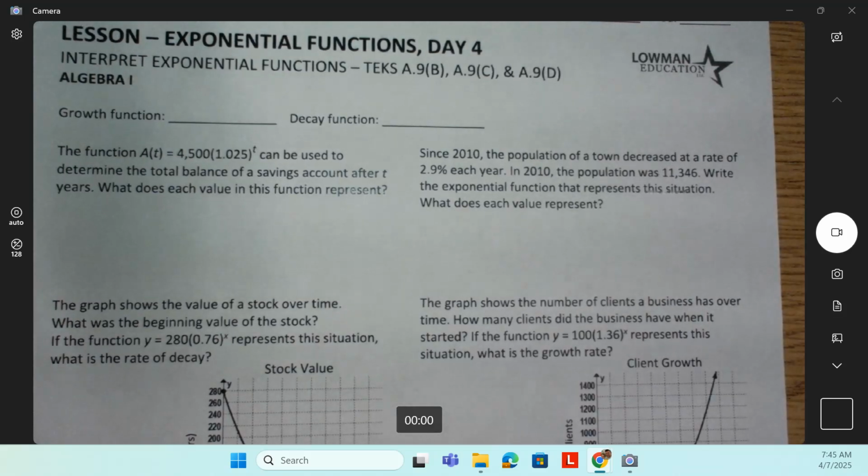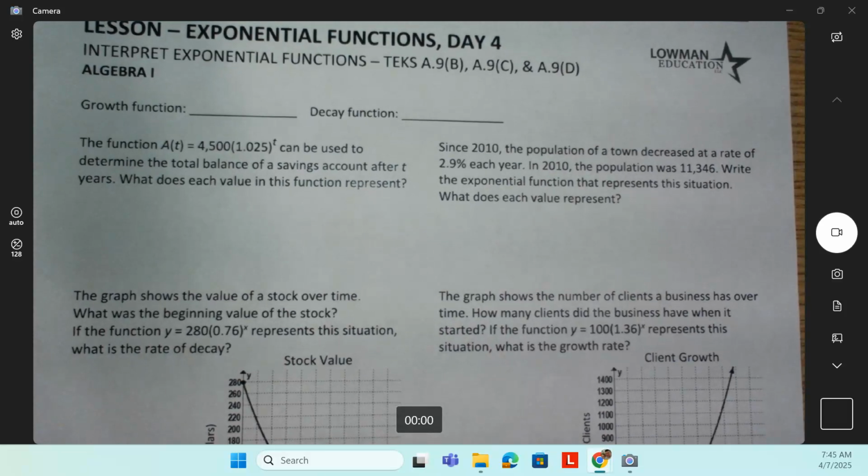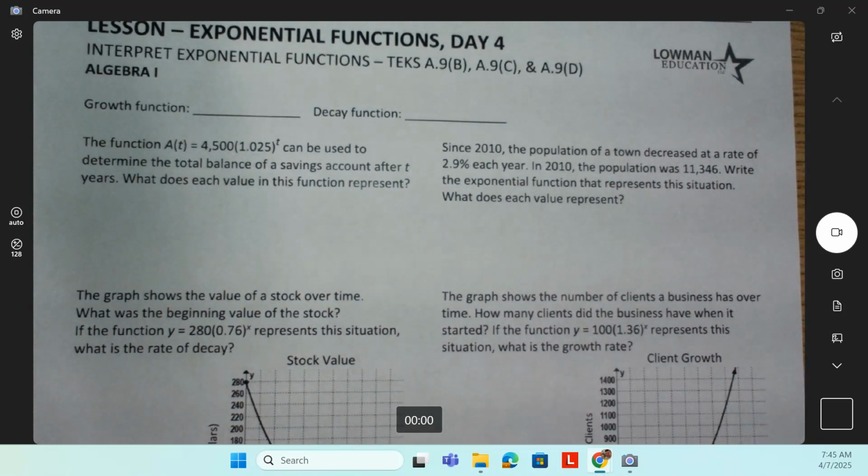Okay, we're looking at interpreting some exponential functions, and so this really gets into actually using these functions in a real life scenario to figure out what things mean in a financial situation or buying something, selling something, figuring out decay or growth in a certain situation.